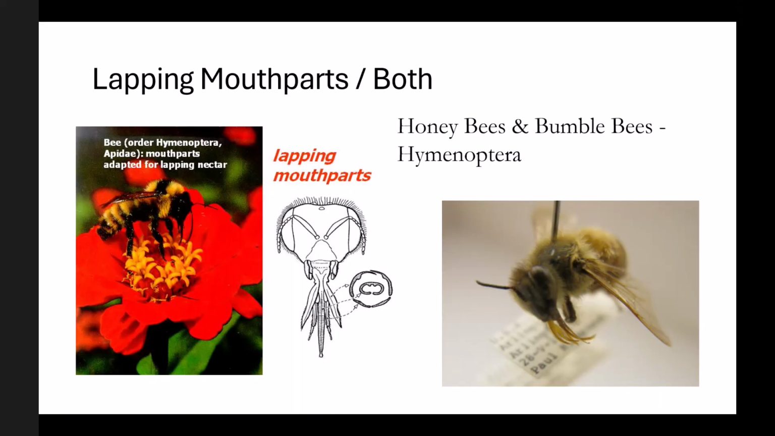And then honeybees have kind of a bit of both. Lapping mouthparts are what they're called, but they're able to chew, and they have a long tongue, not quite a proboscis. I guess you could call it a short proboscis, but it's a long tongue so that they can lap up nectar, but they also have the ability to chew. They help chew up wax that they produce to help mold and make it into their nest. They also will chew pollen. Honeybees and bumblebees in the order Hymenoptera have these lapping mouthparts.